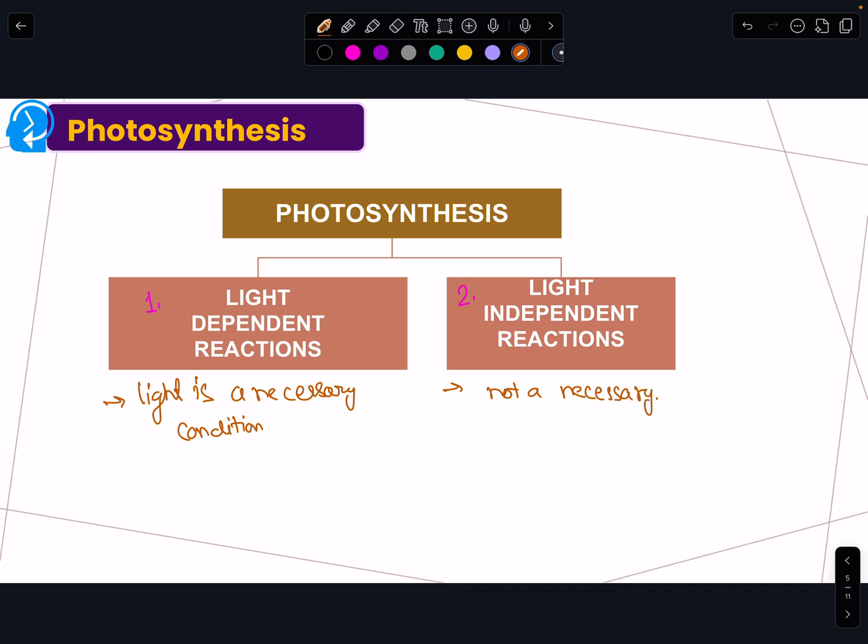So we need to understand that photosynthesis occurs in two different phases. One is the light dependent reaction, and the other is the light independent reaction. Light dependent, because light is a necessary condition and without light this process cannot take place. Whereas the light independent reaction, as the name suggests, is not dependent upon light. That means it can happen either in the presence or absence of light. It does not matter much here.